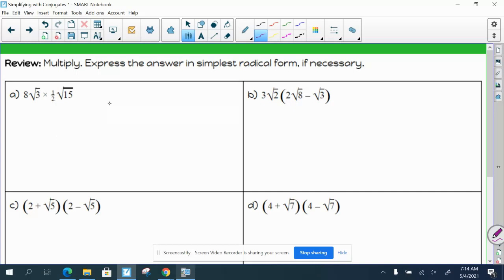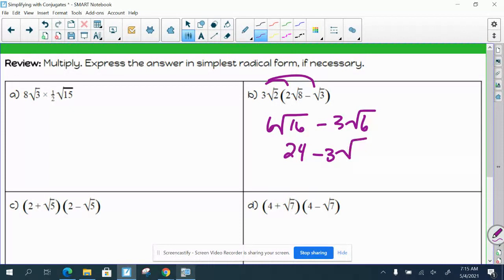Okay, and then a few more. We're not going to do all of these. We'll do this one, I guess. So when you distribute this, you multiply the 3 and the 2, so that'd be 6. And then this would be 2 times 8, which is 16. And then this would be minus 3 times the square root of 2 times 3, which is 6. And then the square root of 16 is 4. So this comes out as 4 times 6, which is 24, minus 3 square root of 6.